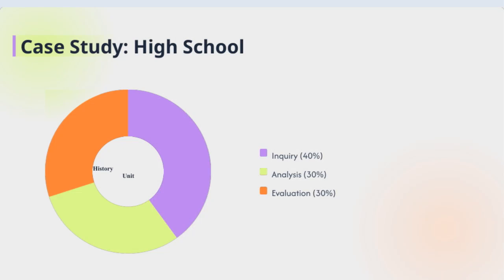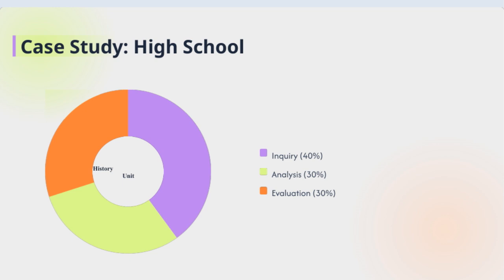Now, let's take a closer look at the evaluation, analysis, and inquiry components, which make up the core of our approach. Evaluation accounts for about 30% of our process, and it involves assessing the outcomes and effectiveness of the strategies we implement. This helps us understand what's working and what might need adjustment. Analysis, also at 30%, focuses on breaking down the data and insights to uncover patterns or underlying issues. It's about digging deeper to inform our decisions.